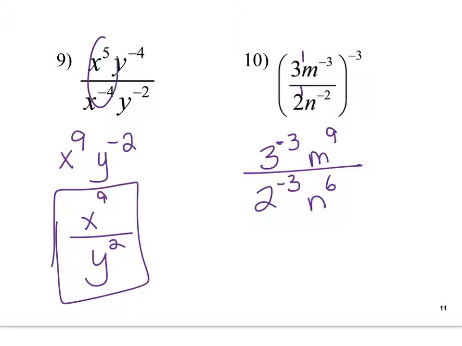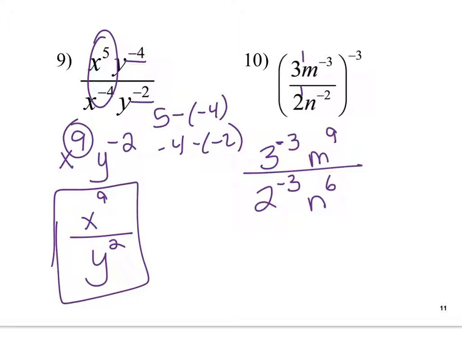Just remember when you subtract here, it's 5 minus a negative 4. So that's 5 plus 4, which is 9. And here this is negative 4 minus a negative 2. That's negative 4 plus 2, which is negative 2. So that negative 2 means that the y belongs in the bottom.